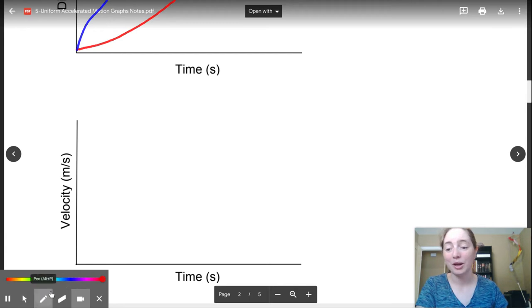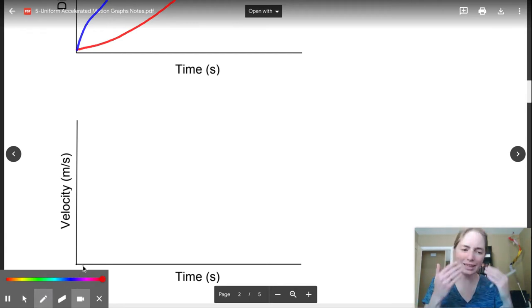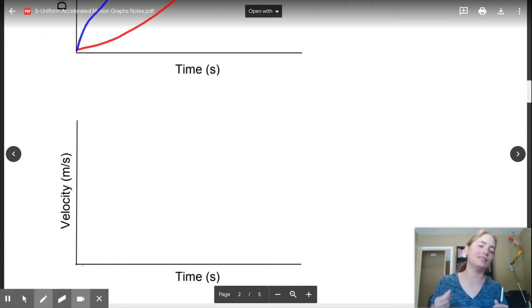Okay. So for a velocity time graph, let's think about what acceleration means according to your velocity, excuse me. What does acceleration mean with your velocity? Your velocity is going to be increasing over time or changing over time.